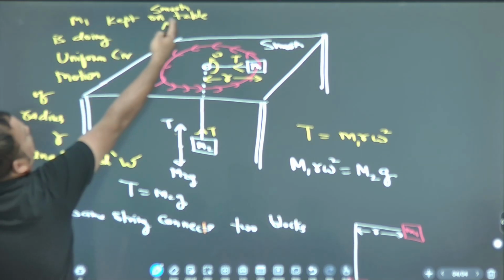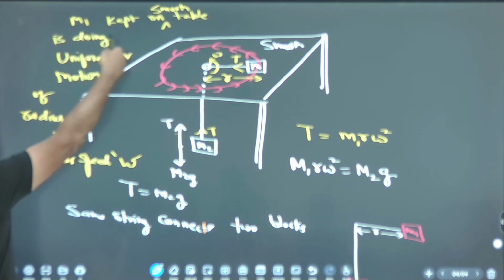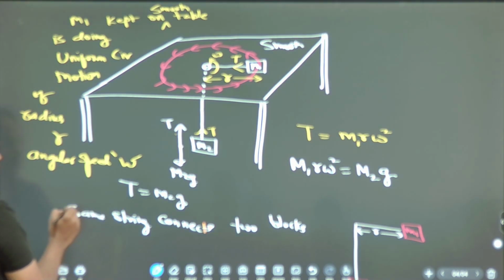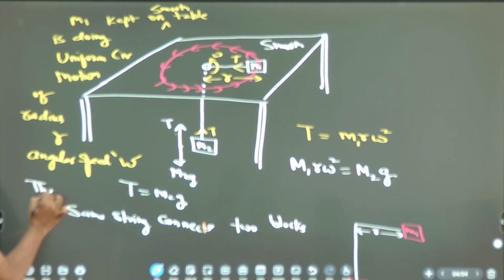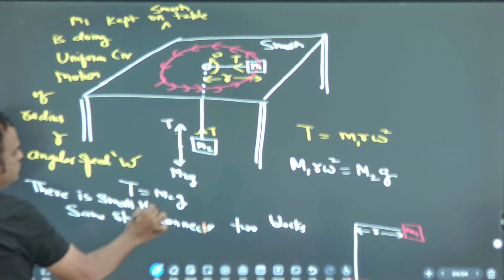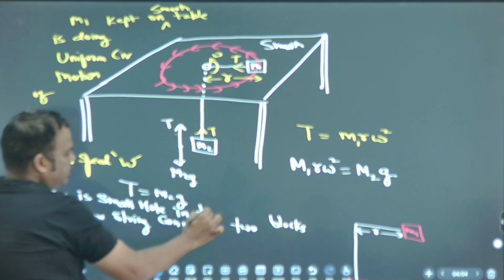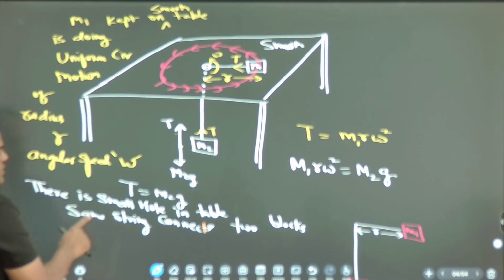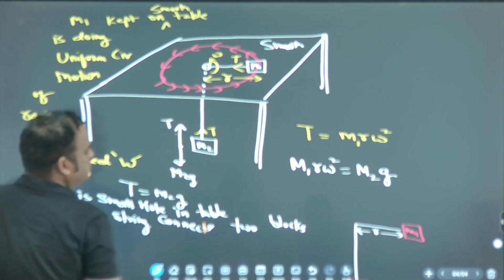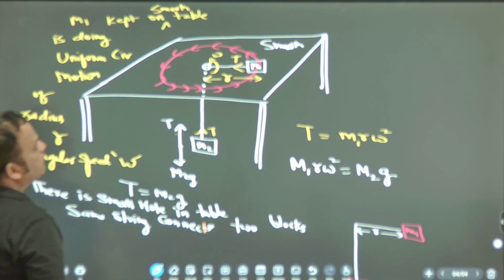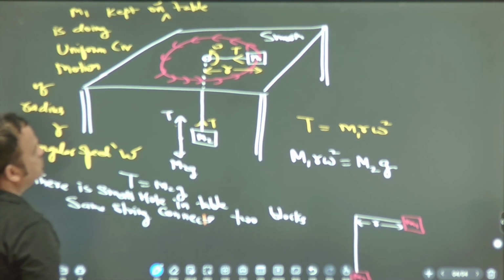M1 kept on a smooth table is doing uniform circular motion of radius r, angular speed omega. There is a small hole in the table. Note down this also, you write down. Small hole in table. Same string connects two blocks, M1, M2.